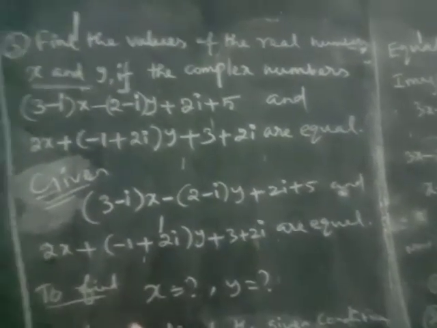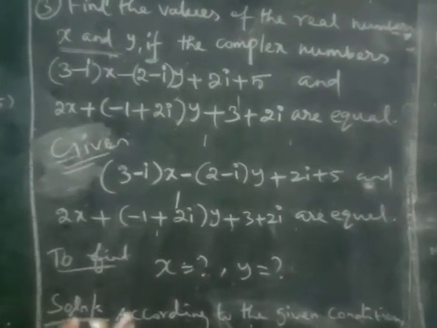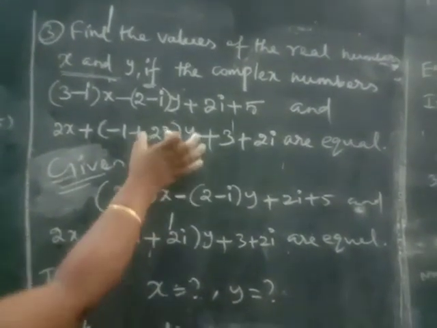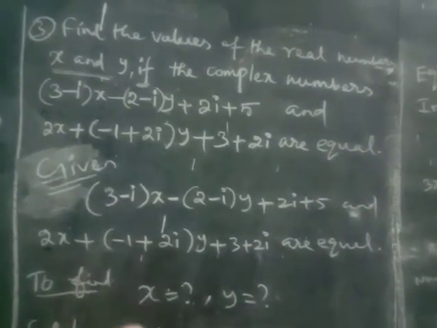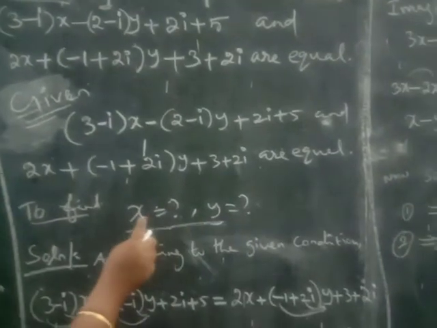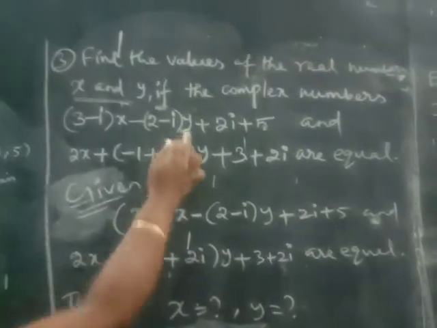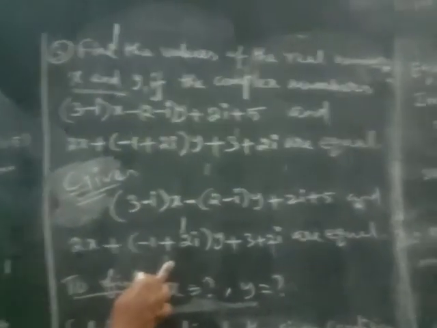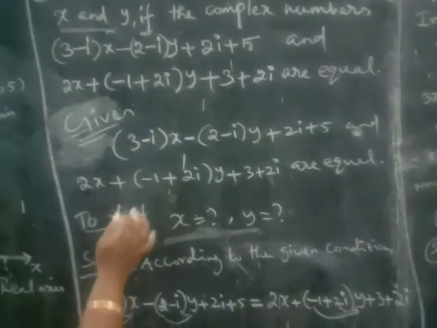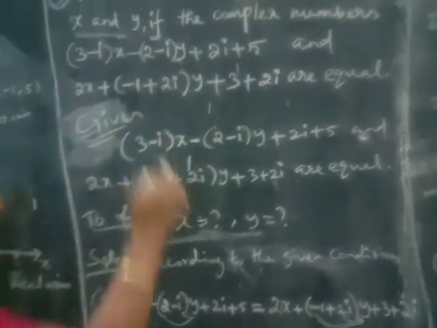Okay. Now, actually the mathematical concept is always from known to unknown. So this is the known value. From this, we are going to find the unknown x and y. Okay. So, what is the known one? These two complex numbers are equal. Okay. So, this is given. And we need to find x and y.